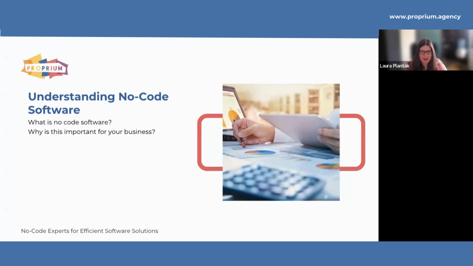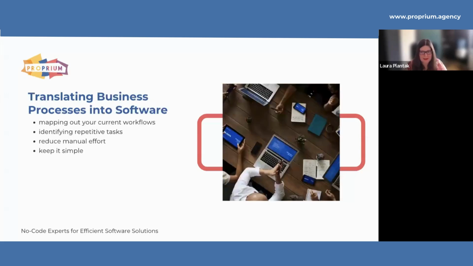How do we then, after we realize we need that software, how do we translate our business processes into software? Well, that's our next topic of discussion. So in order to translate business processes into software, we need to start by mapping out our current workflows.